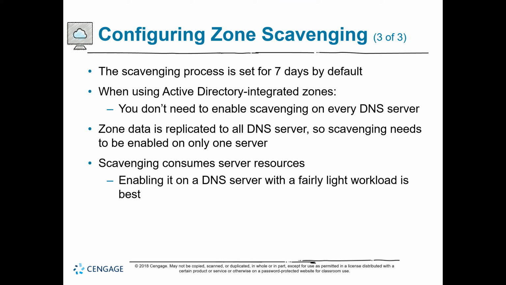So if you only have to do it on one, let's make an example here. Let's say you have 7 of these servers and you have varying resource use on those servers. Go out and take a look at your servers and resources and then pick the one that has the lightest workload and then enable the scavenging there so that you have the best usage of that.